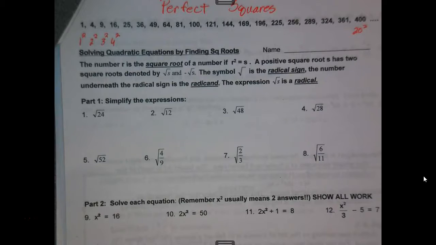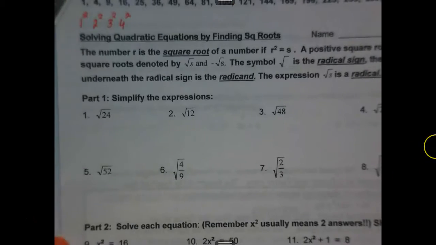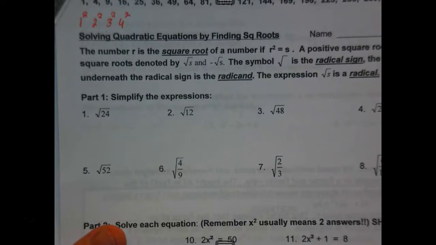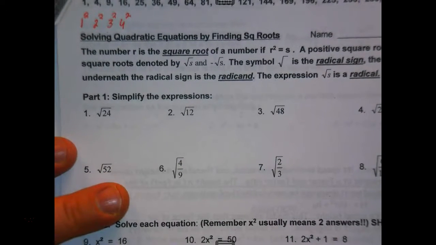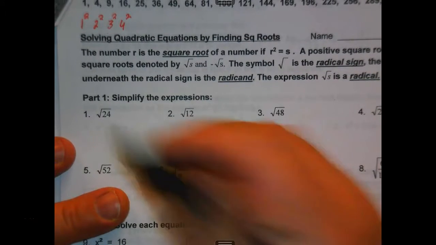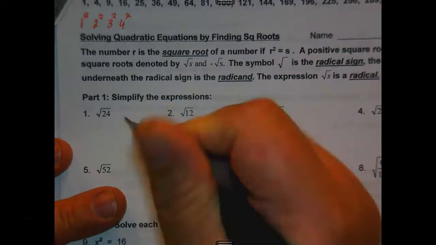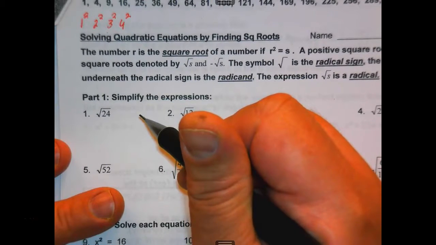What you do here is, when you simplify radicals, you can't put them in a calculator and get a decimal, because that is an approximation. And we need the real values. Okay, so how you do this, for those of you who did not do this in Algebra 1, you take the factors of 24.